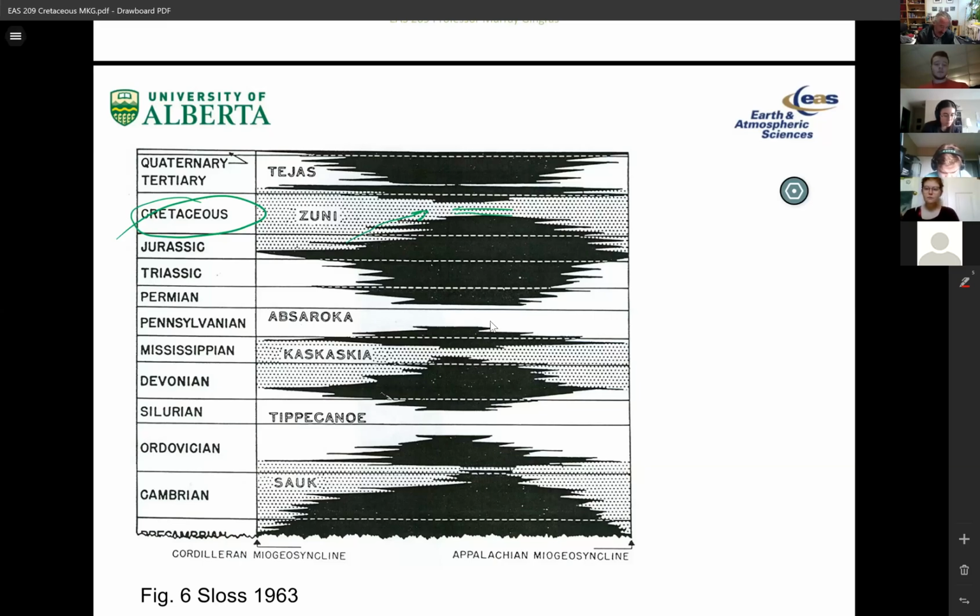Okay, we're recording now. And then, as I said, sea level drops off and erosion rates creep up. This is reflected well in the Cretaceous.